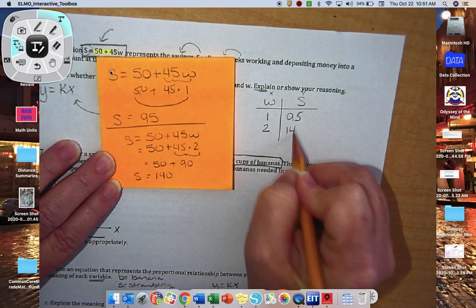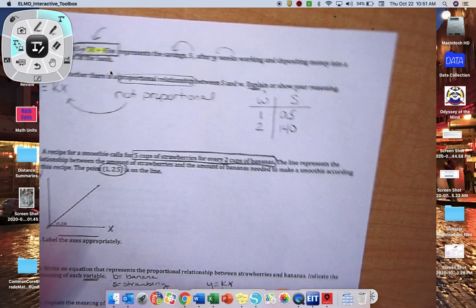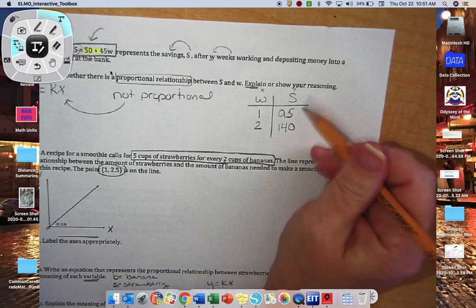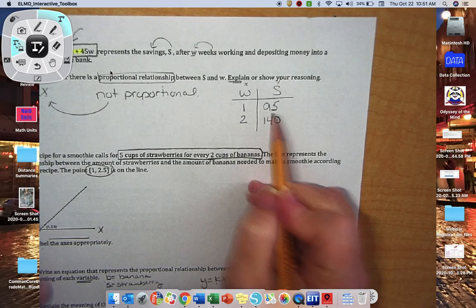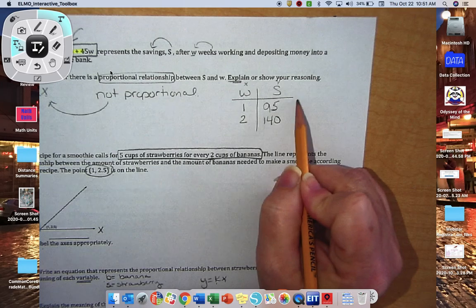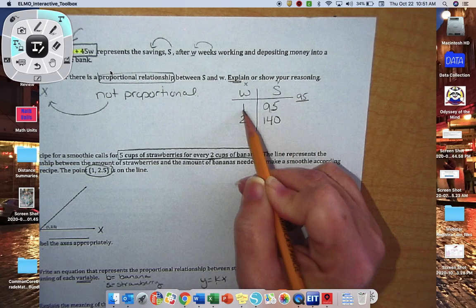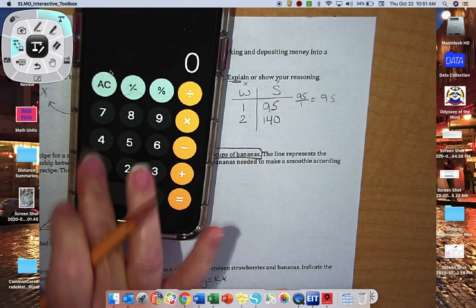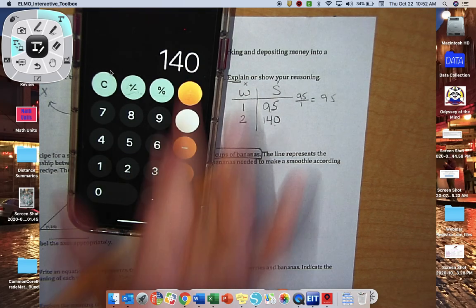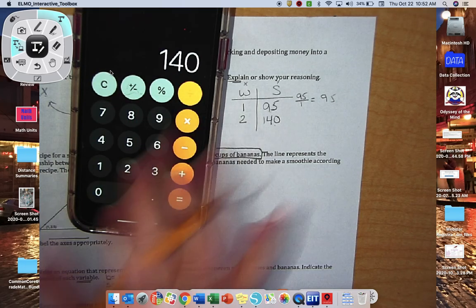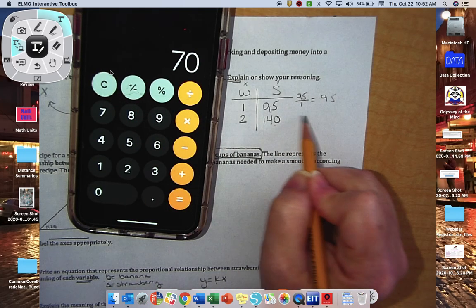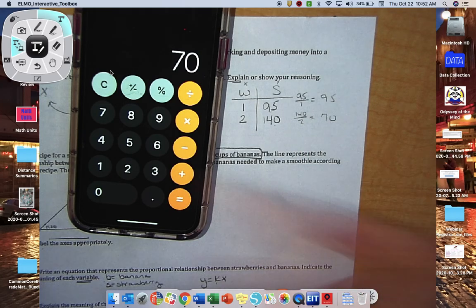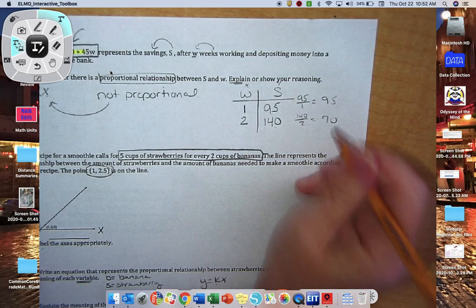140. Now I have enough information to figure out if this is a proportional relationship, because what you're going to do is your y divided by x. Well, this one I already know is going to be 95, because 95 divided by 1 gives you 95. So we're going to test the second one. We just need those 2 points. 140 divided by 2 gives us 70. So right there, I just proved using numbers that this is not a proportional relationship.